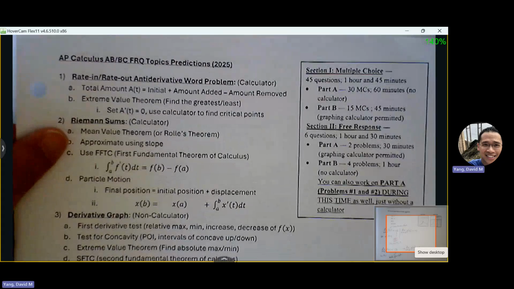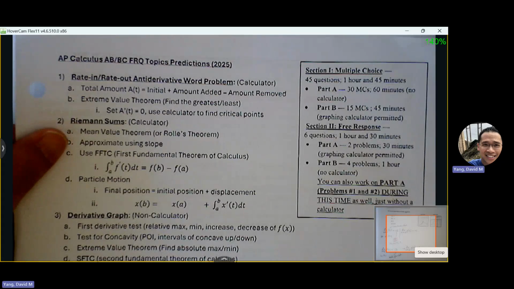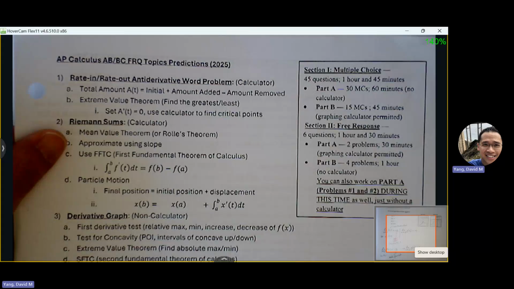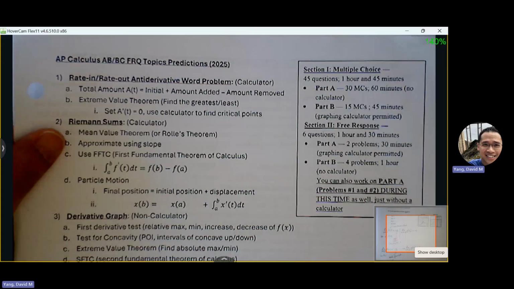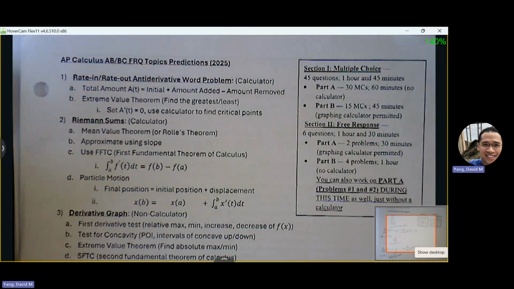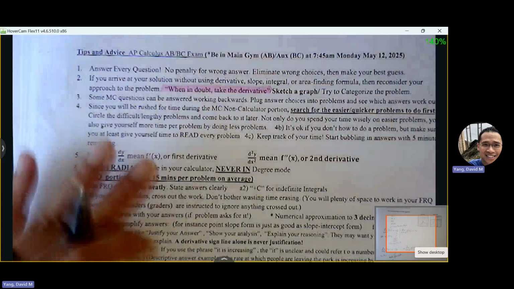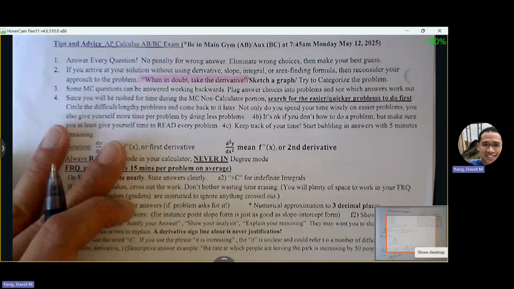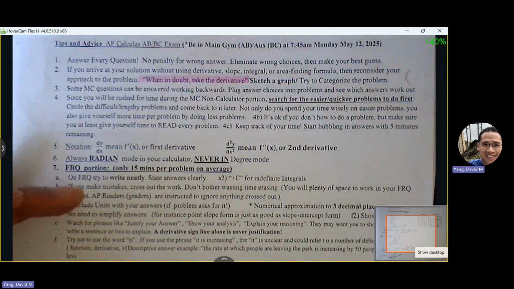I gave you a prediction sheet, FRQ topics prediction, maybe a week or two ago, taking what I wrote on the board onto a sheet, and then on the back, I put out some tips and advice. So I just want to kind of highlight a couple of them.